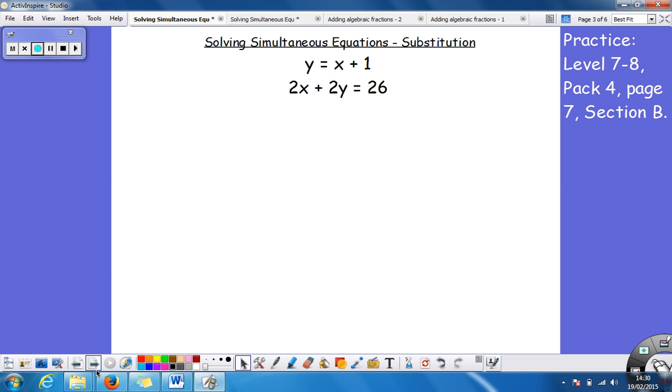Okay, there's one for you to have a go at. It's very, very similar to the last example, so pause the video and have a go there.